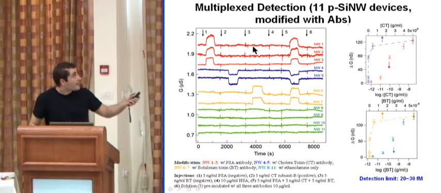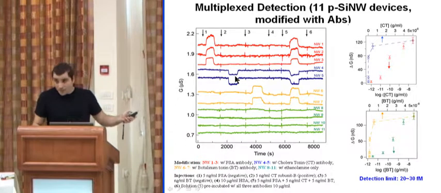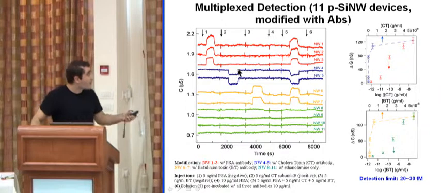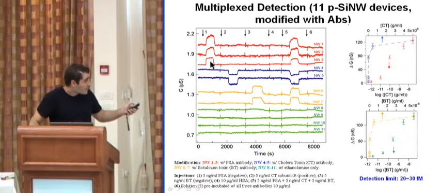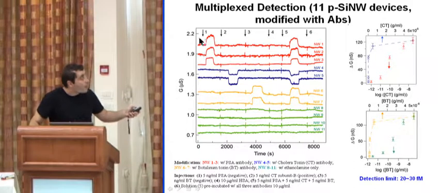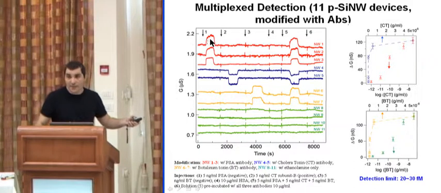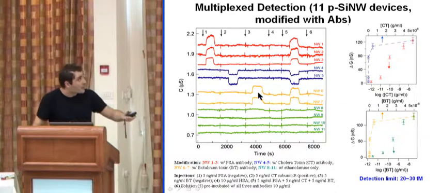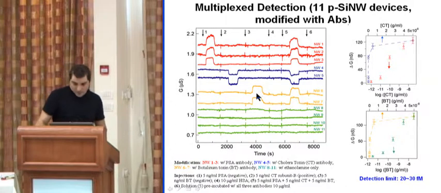We can see each color is a subgroup of devices that was modified with a different antibody. When we inject PSA into the system, only the nanowires that were modified with a PSA drop give a signal. All the other nanowires do not give any signal. And the same happens for all the other proteins in the system. We also see concentration dependence, so we get concentration dependence for all the cases down to the femtomolar level.